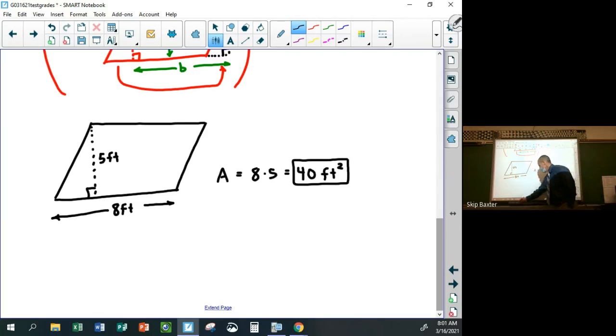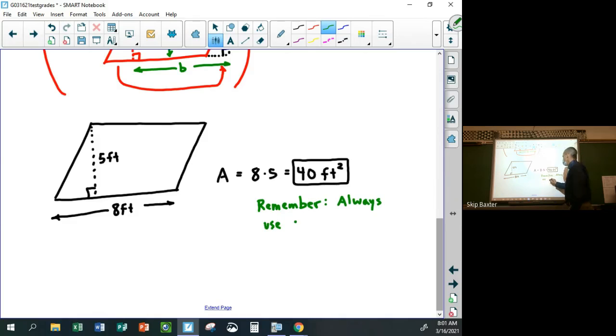Okay? So let's remember, always use units squared for area. So it's going to be square feet, square inches, square centimeters, square miles, whatever. Square, everything. Units, yeah.